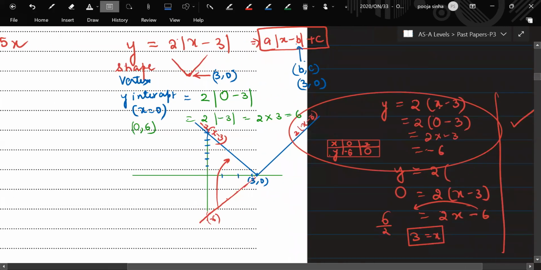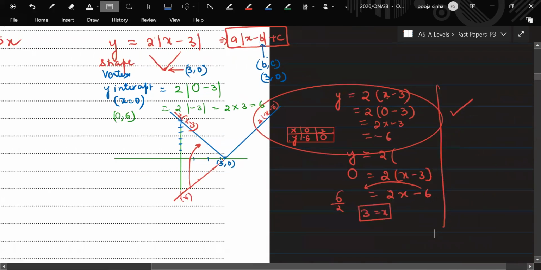You can also do the sketching with another method where you plot this as a line. So instead of taking the mod, you take y as 2x minus 3. You remove the mod and find the points where x is 0 and y is 0. When x is 0, you get y is -6. When y is 0, you get x is equal to 3. You make this line based on these plotting points, and you get a line like this.